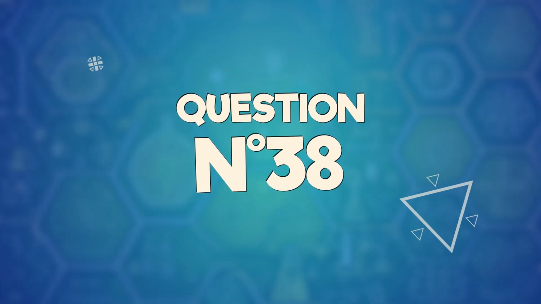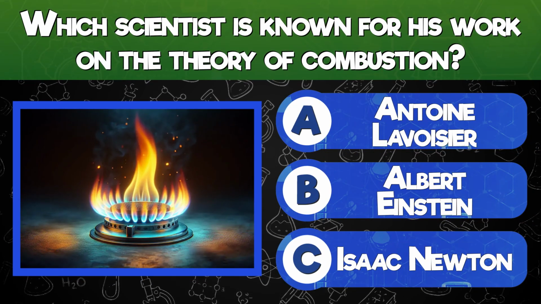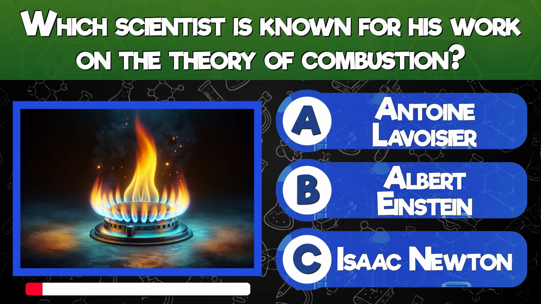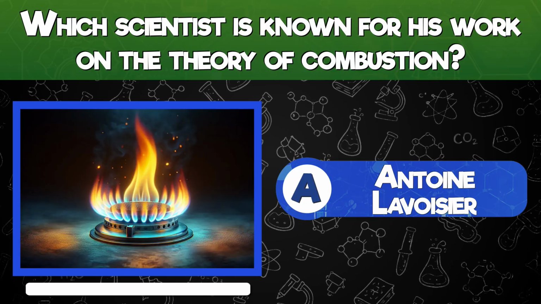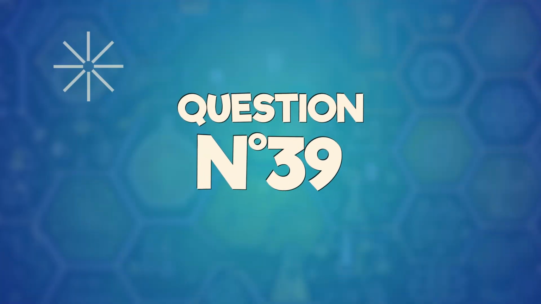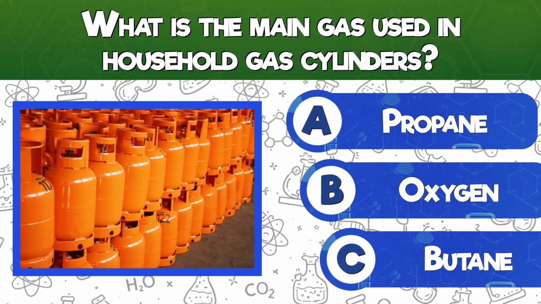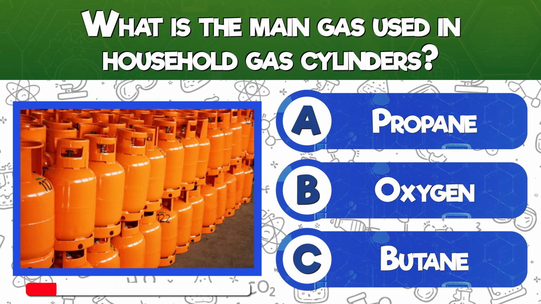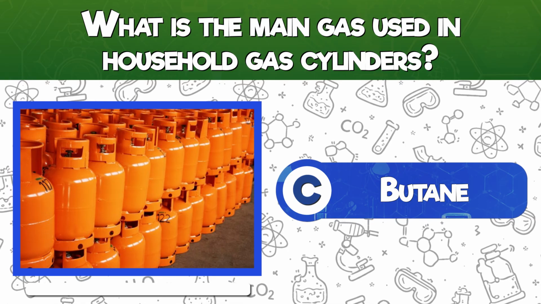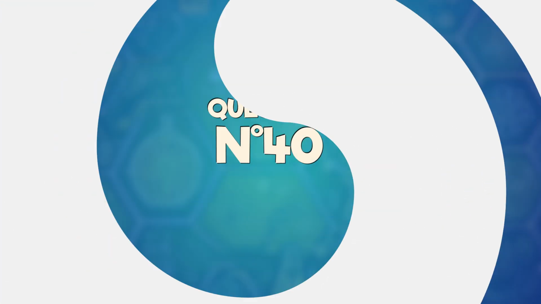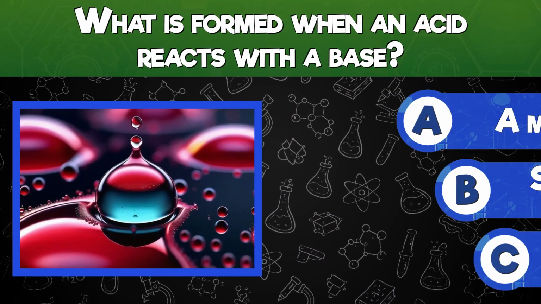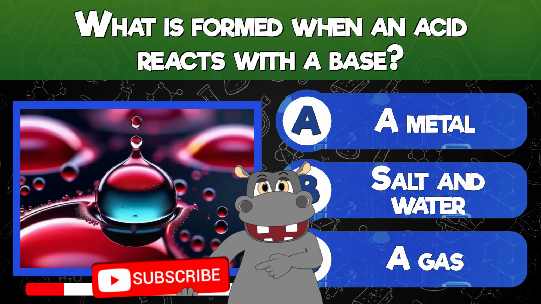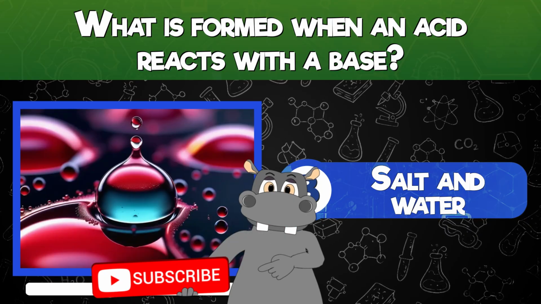Next one. Which scientist is known for his work on the theory of combustion? Antoine Lavoisier. What is the main gas used in household gas cylinders? Butane. What is formed when an acid reacts with a base? Salt and water.